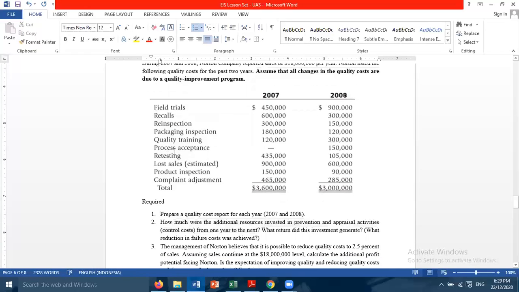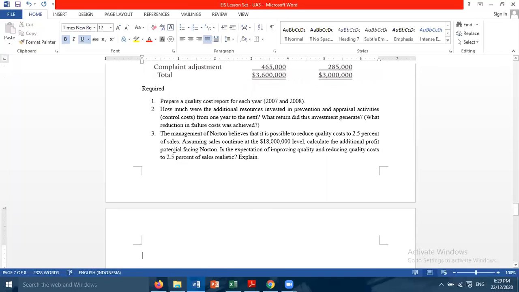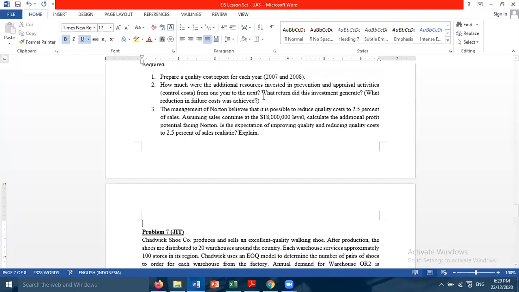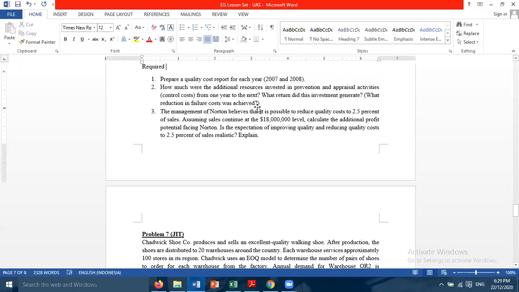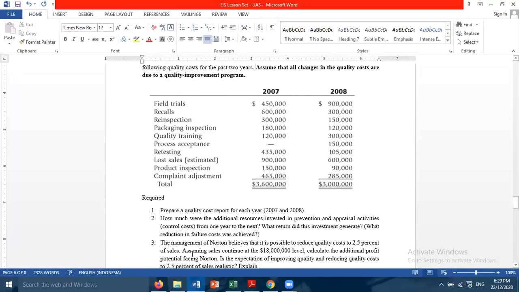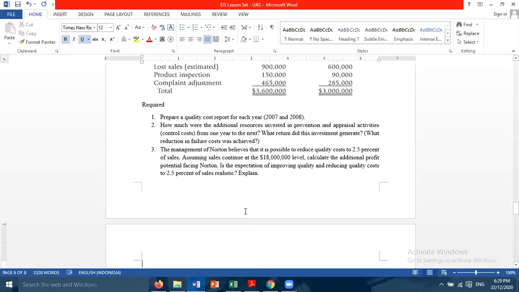Okay. And the last one is, the management of Norton believes that it is possible to reduce quality cost to 2.5% of sales. Assuming sales continue at the 18 million level, calculate the additional profit potential facing Norton. Is the expectation of improving quality and reducing quality cost to 2.5% of sales realistic?